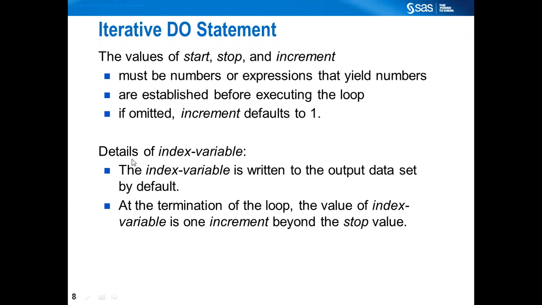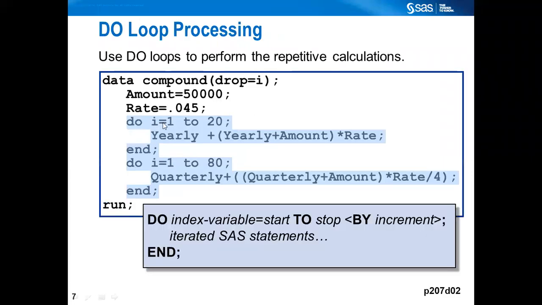Now the details of this index variable. This index variable is a variable which is always created and written to your output data set by default. Because in the syntax itself you write I equal to, this I is the variable which is created and written to your output data set. Here they have dropped it.